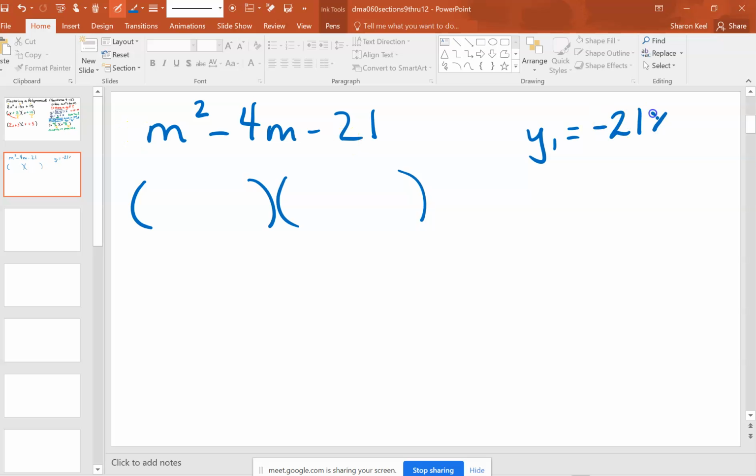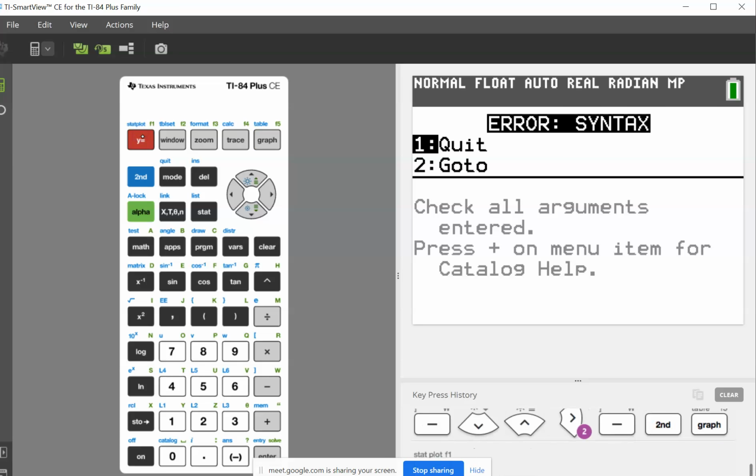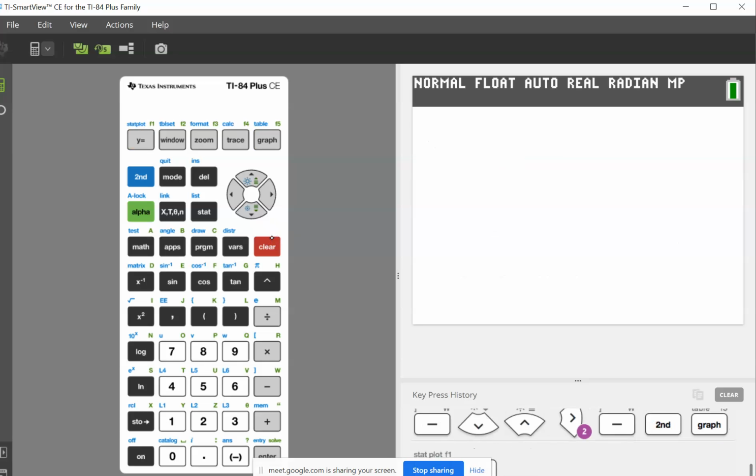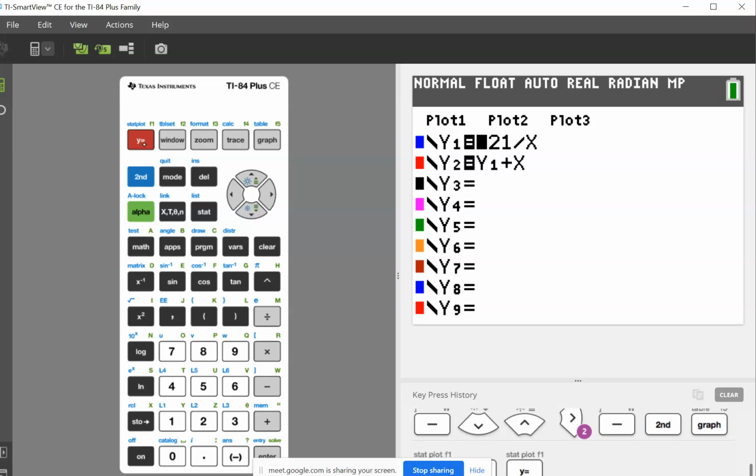If I had accidentally hit that key, when I go second table, I get an error message. So if you accidentally do that and hit the minus instead of the negative sign, it'll let you know you did something incorrect. So let me come back here to y equals. I'm going to correct that and make it my negative sign. Now when I go second table, I can see my numbers.